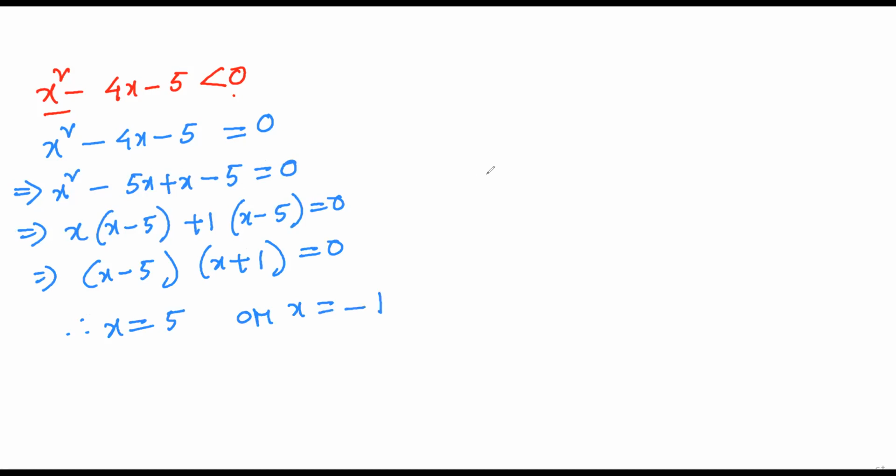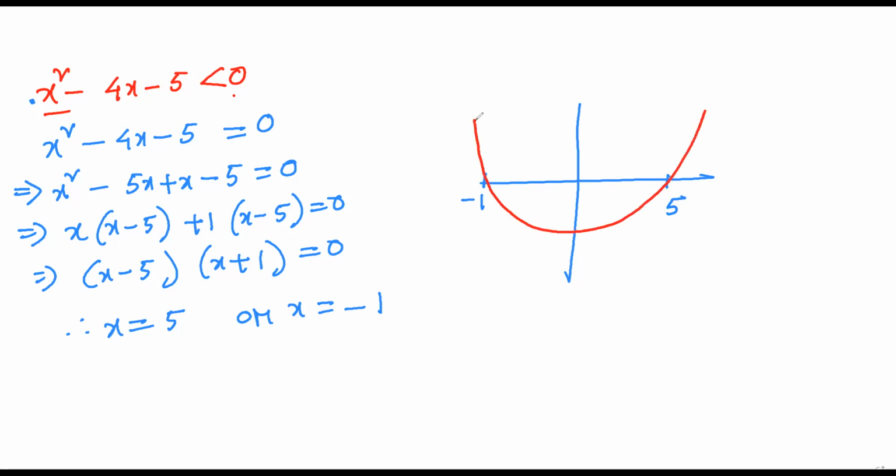So if we sketch this curve, the curve will be U-shaped. Why is the curve U-shaped? Because we know that if the x square coefficient is positive, the curve will be U-shaped. On the x-axis, the curve passes through minus 1 and 5. Now, if we sketch this curve, it will be like this. This is our curve, y equals x square minus 4x minus 5.